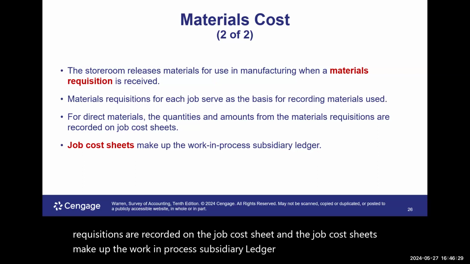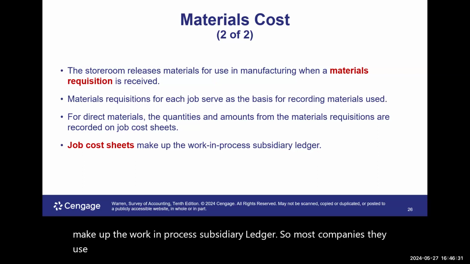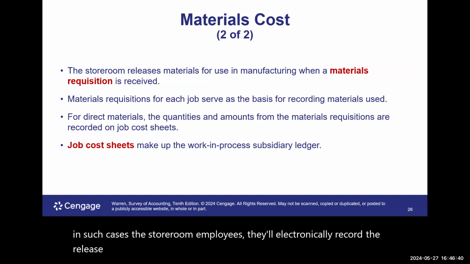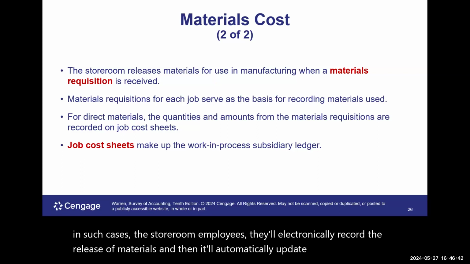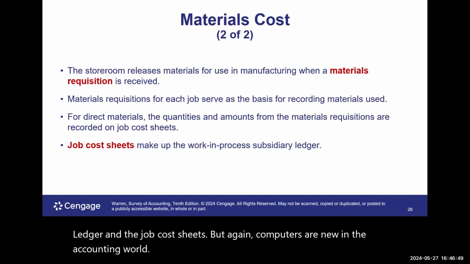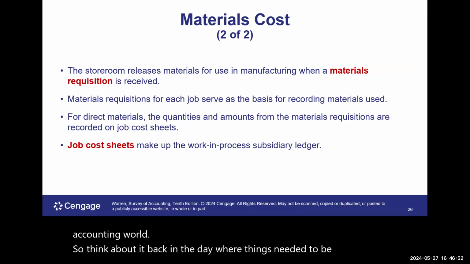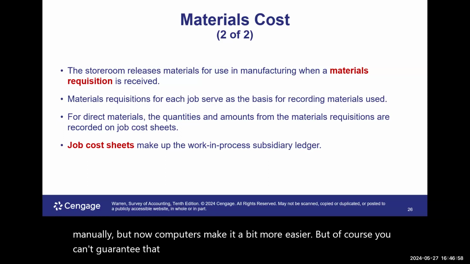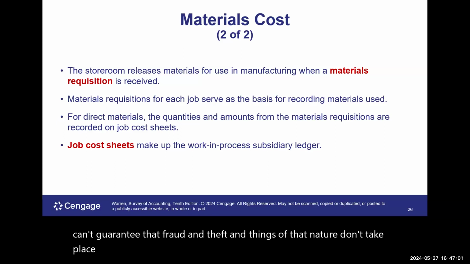Most companies use computerized information processes to record the use of materials. In such cases, the storeroom employees electronically record the release of materials, and it automatically updates the materials ledger and the job cost sheets. But again, computers are new in the accounting world. Think about back in the day when things needed to be done manually. Now computers make it a bit easier. But of course, you can't guarantee that fraud and theft and things of that nature don't take place. But it is an internal control measure.